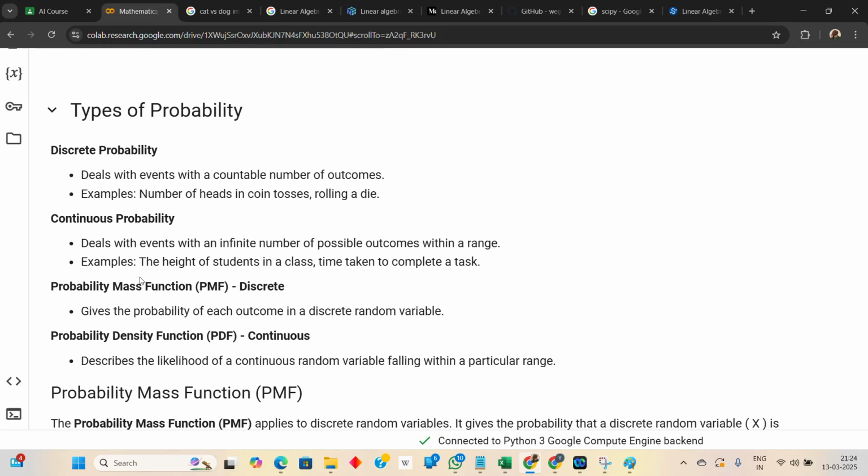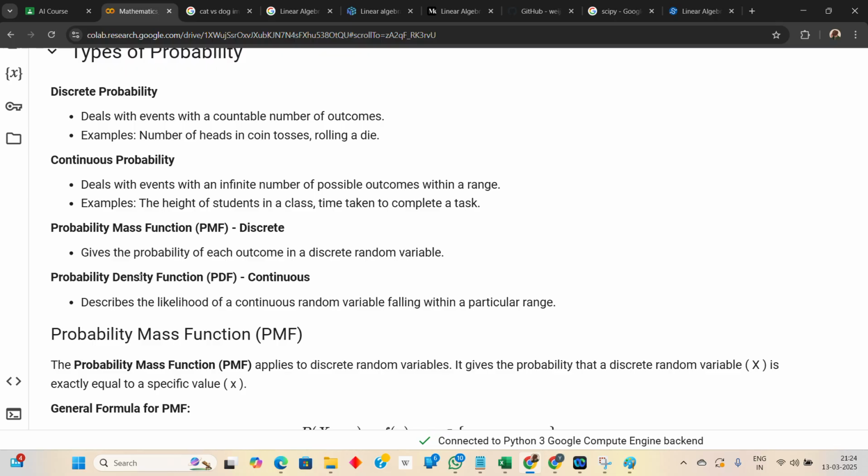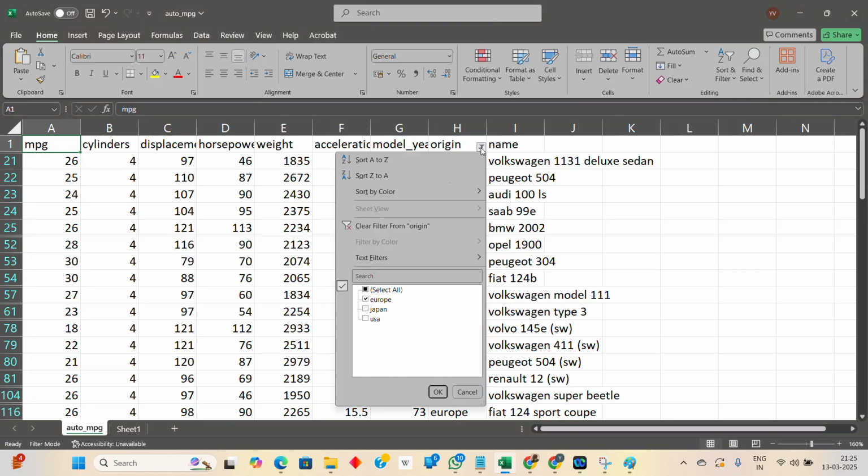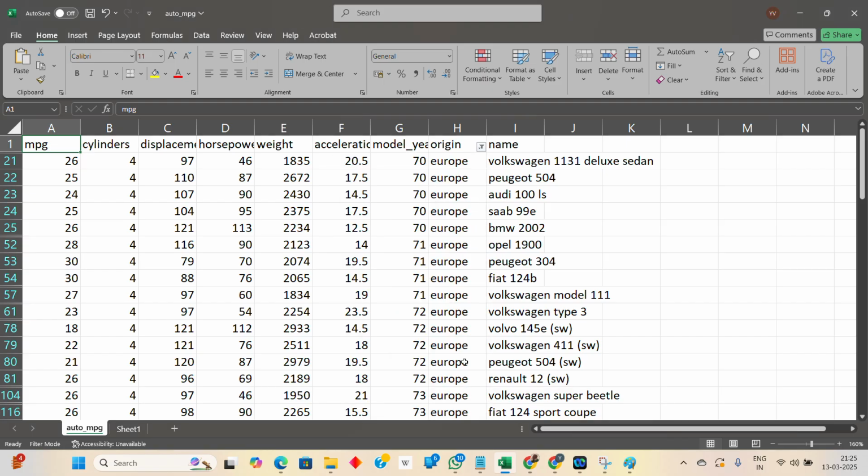There are actually two types of probabilities. One is discrete probability, the other one is continuous probability. Discrete probability means you are dealing with events with a countable number of outcomes. Countable means you can easily get the number by counting them. Let me show you an example. Here you can see origin. We are having a count of 3, only a count of 3 in the entire data of origin, right? That is what is discretely arranged.